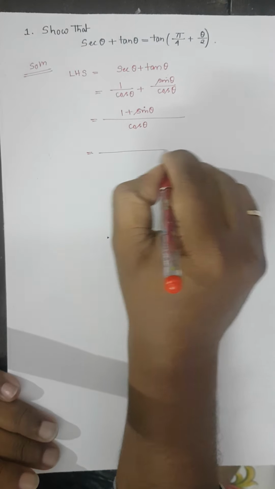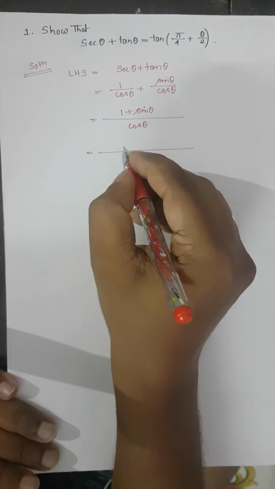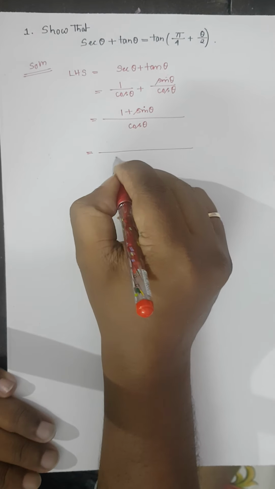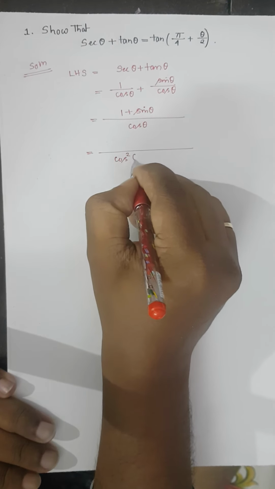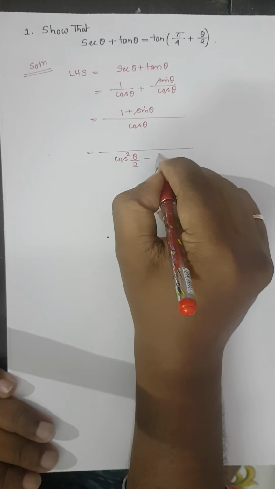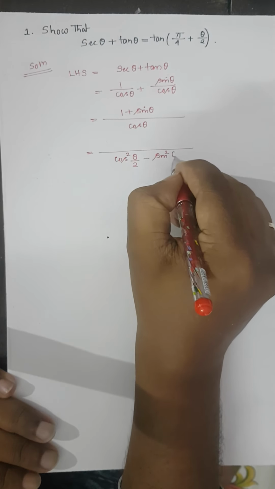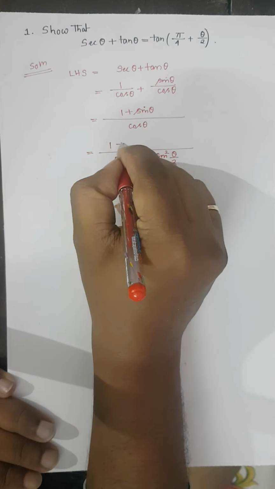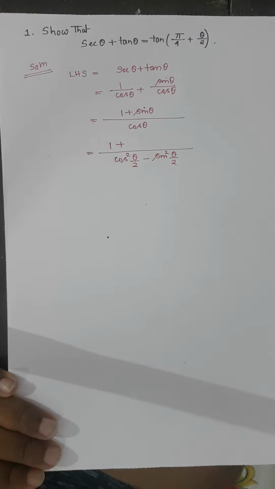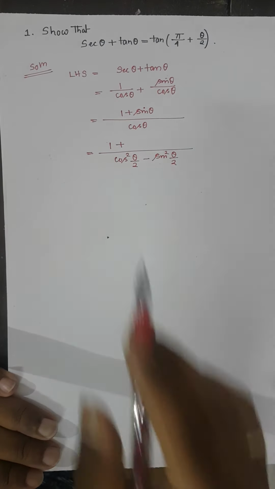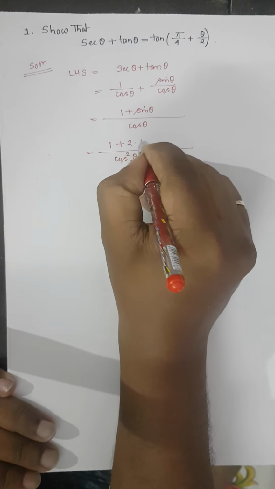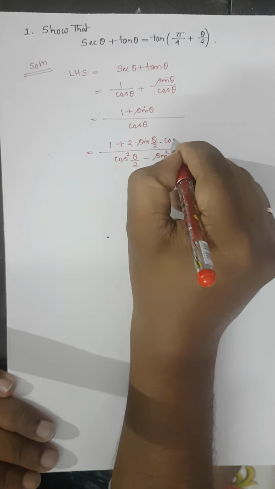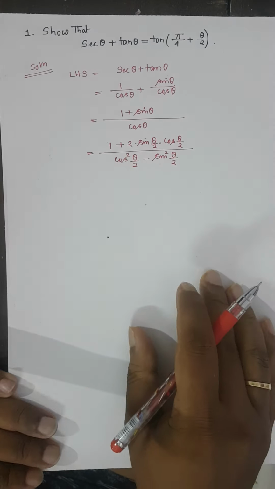So what is cos twice A? Cos twice A is equal to cos square A minus sin square A. So you can write this as cos square theta by 2 minus sin square theta by 2. And what is sin twice A? Sin twice A is equal to twice sin A cos A. So you can write sin theta is equal to twice sin theta by 2 into cos theta by 2.